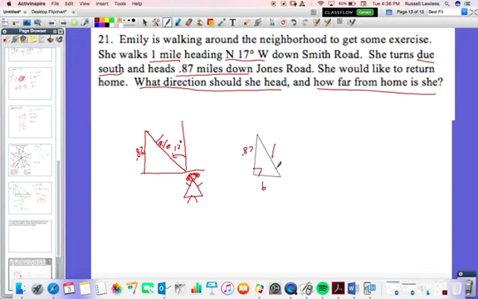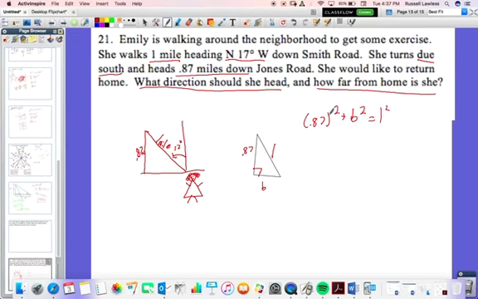Now, what I'm looking for is what direction should she head, and how far away is home. So I need to find out this B, because this is her starting point. And if this is her starting point, she needs to go directly east. And when she goes directly east, she's going to see how far away she is. So we're going to do 0.87 squared plus B squared equal to 1 squared. This is our Pythagorean theorem.